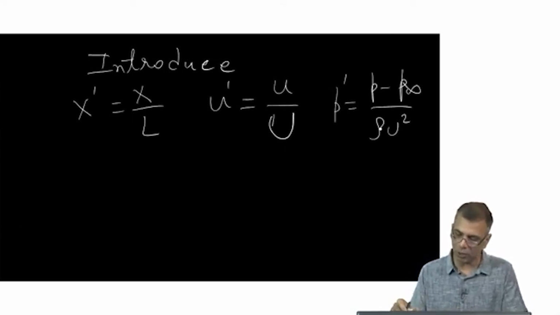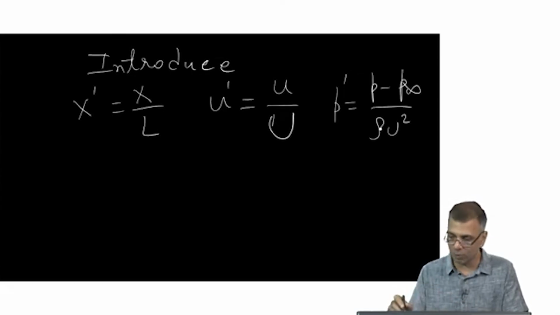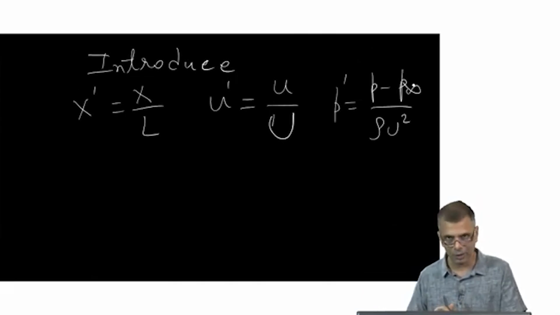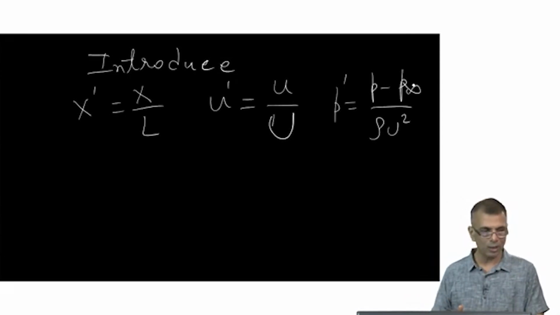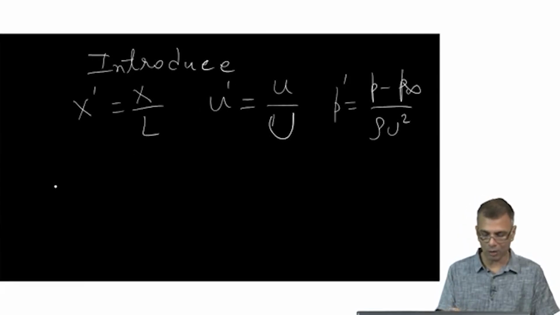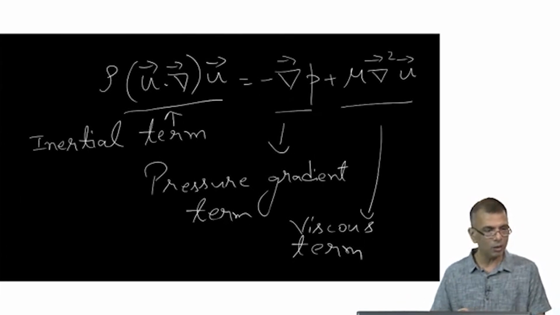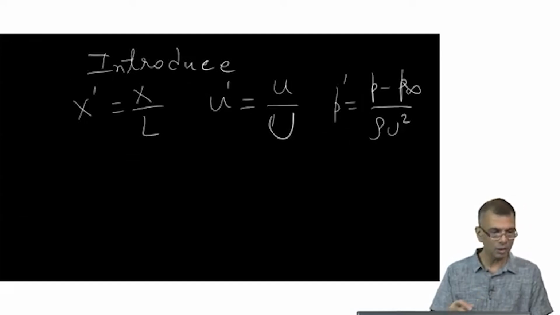This is the units of pressure, except you do a small tweak here. You don't quite say P over rho U squared; for some technical reasons which we won't go into, we say P minus P infinity, where with P infinity we account for the fact that even at large distances from the object there can be a finite pressure. If this is the case, then the steady state equation of motion, which we wrote down previously, can now be written in terms of these non-dimensional variables.